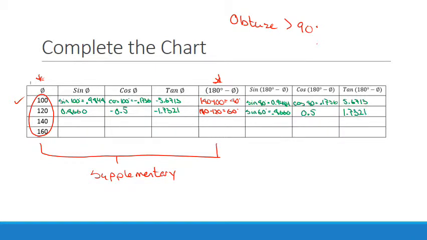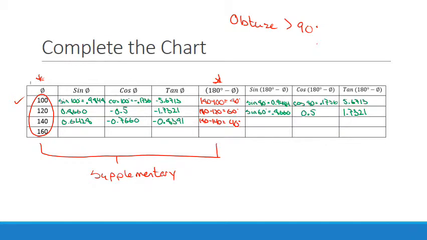Keep going here. Sine 140, 0.6428. Cos 140, negative 0.7660. Tan 140, negative 0.8391. Then, for my next angle, my supplementary angle is going to be 180 minus 140. 180 minus 140. So these are 40-degree angles that I'm comparing them to.